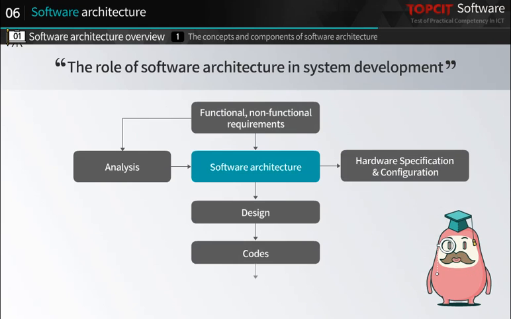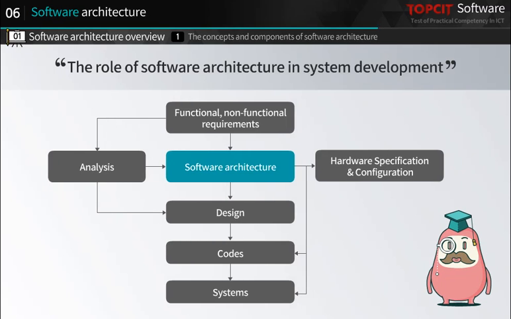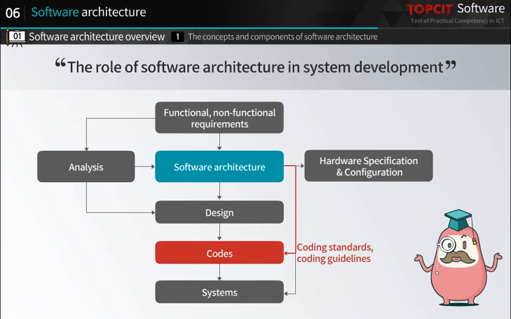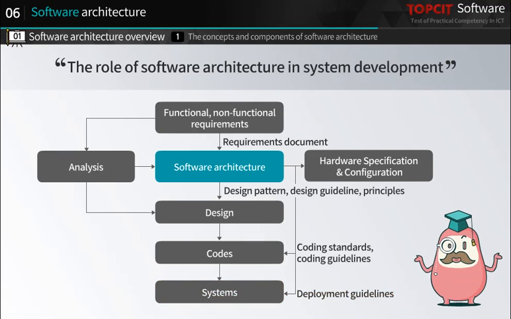Let me explain how the software architect plays a role in the overall development process. Functional and non-functional requirements act as inputs to design the software architecture. Once the software architecture is determined, you can design your software using design patterns and design guidelines. Once the software architecture is determined, coding standards and guidelines can be provided when writing code. And the software architecture provides guidelines for deploying software on the system. With such repetition, this allows you to build a structured, stable software architecture.